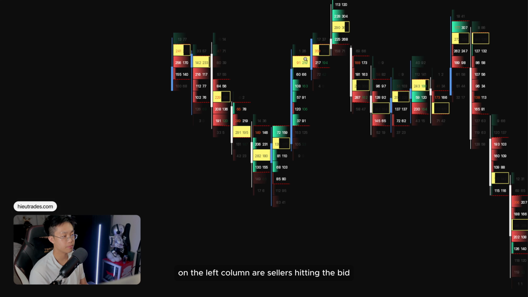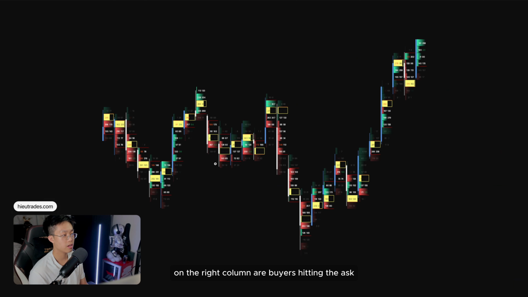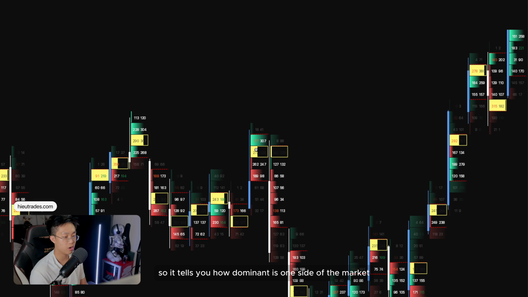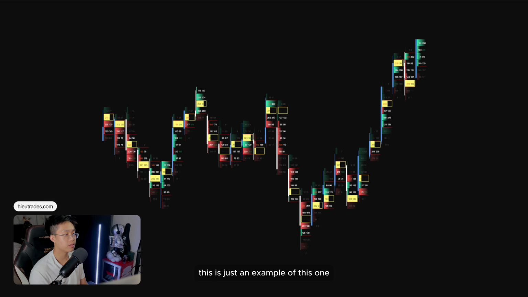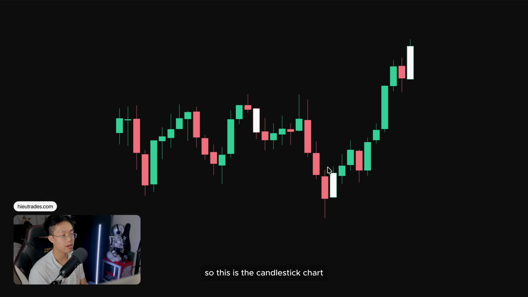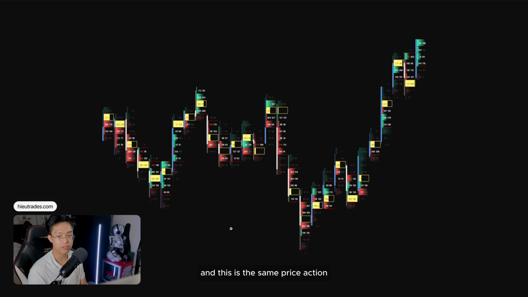On the left column are sellers hitting the bid. On the right column are buyers hitting the ask. And that gets compared at each individual level, and this is your delta profile. So it tells you how dominant is one side of the market. If you look closely, this is just an example. So this is the candlestick chart, and this is the same price action, but on the order flow side. So you still get this accumulation over here.